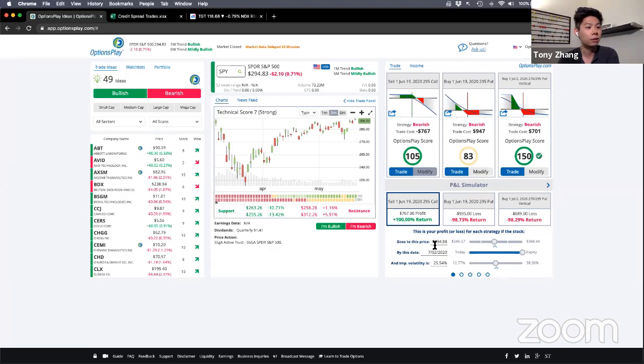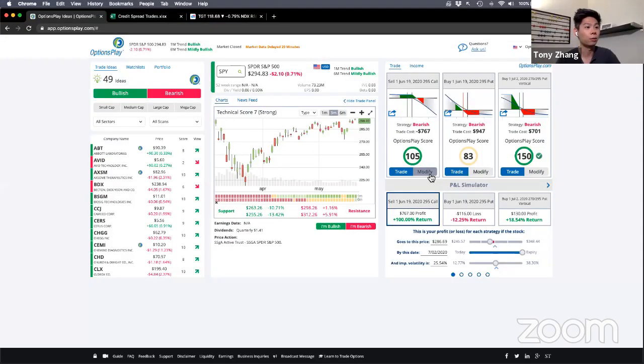But as you can see, if the stock stays around 294, here you make $767. Here you lose 935. So if you think that SPY is going to move a little bit lower, that's why it doesn't make sense to buy that put option. You're far better off selling that call option. So this is the type of environment when you want to consider selling a call option as opposed to buying that put. But again, selling that call option has unlimited risk.